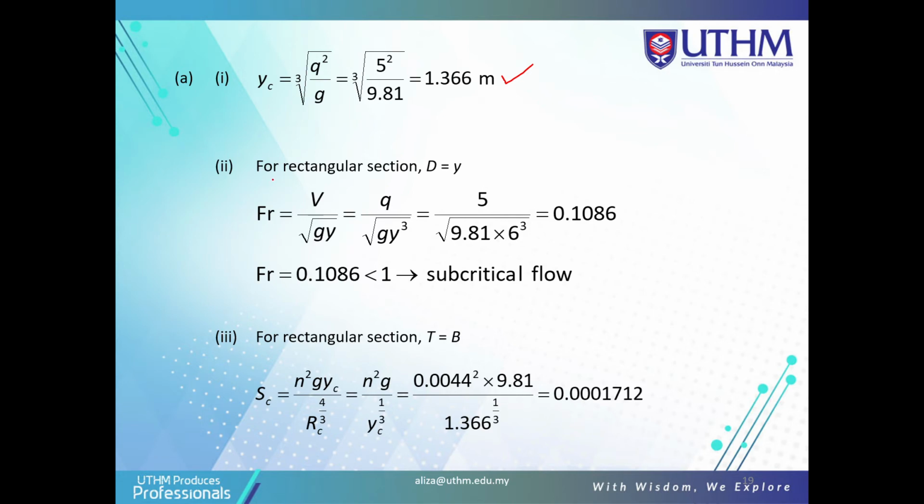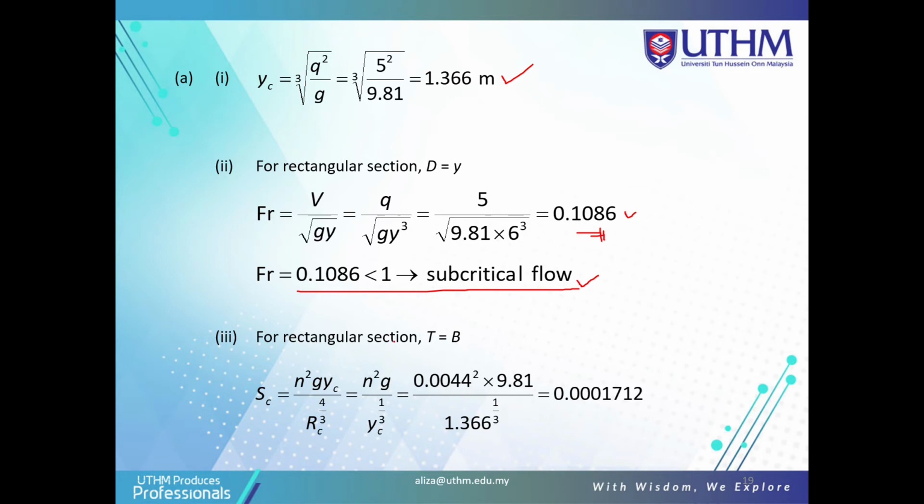For the rectangular section, D is equal to Y here. So use the Froude number formula and put in the values until you get 0.1086. This is less than 1. If the Froude number is less than 1, this is a subcritical flow. So this is subcritical flow, with this value of Froude number.